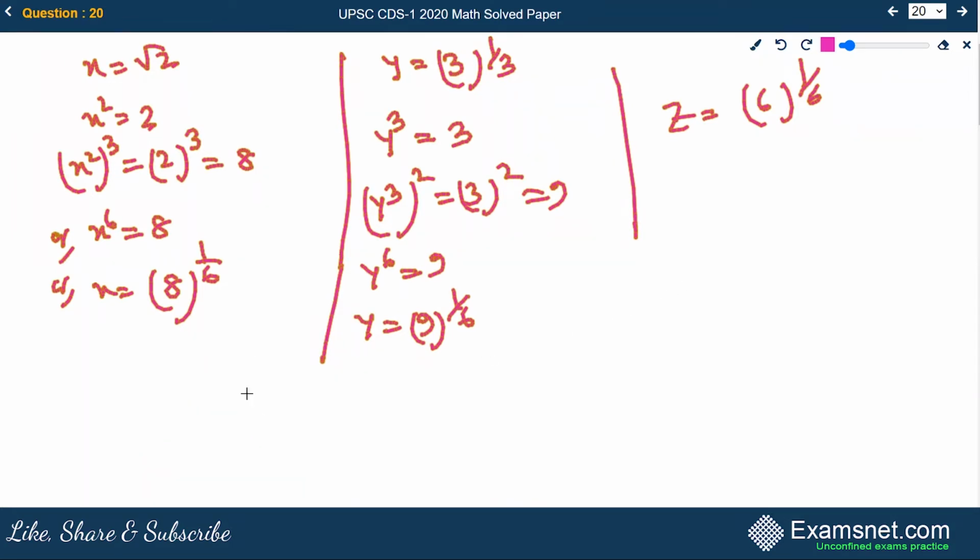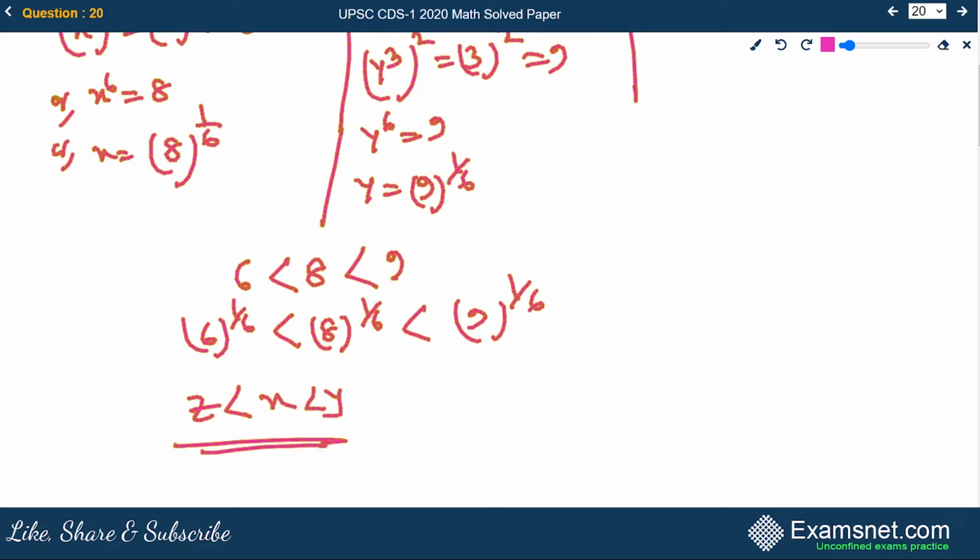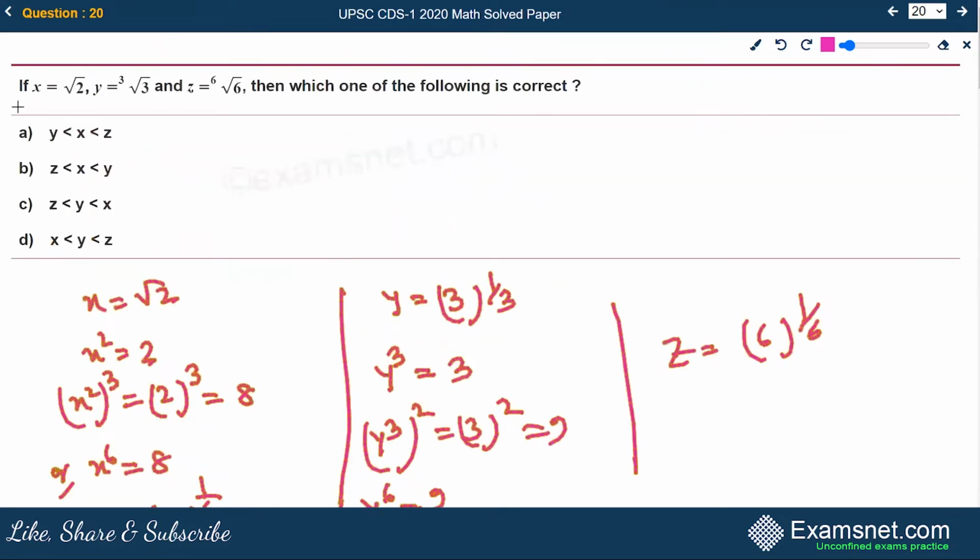Now, if we focus on the numbers, we can easily say 6 less than 8 less than 9, not greater than, I'm sorry, please make the correction. So 6 to the power 1 by 6 is less than 8 to the power 1 by 6 less than 9 to the power 1 by 6. So here z less than x less than y. This is the relation between these three. Here option B is the correct answer, z less than x less than y.